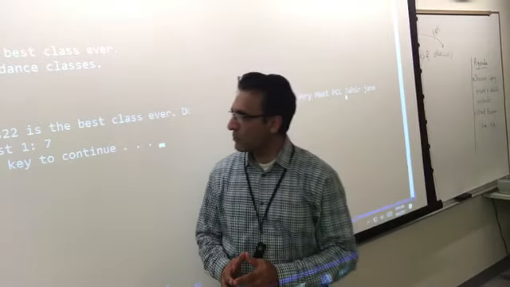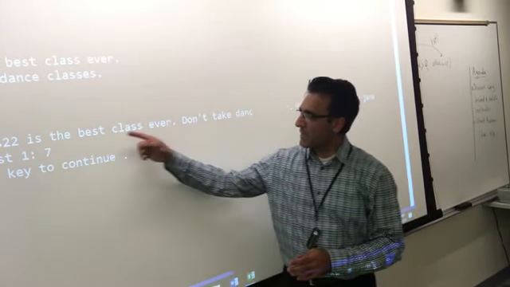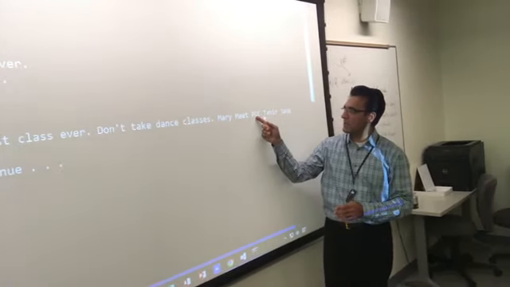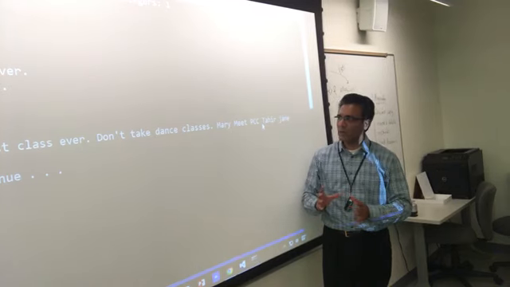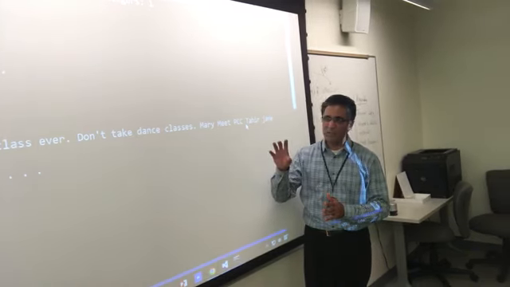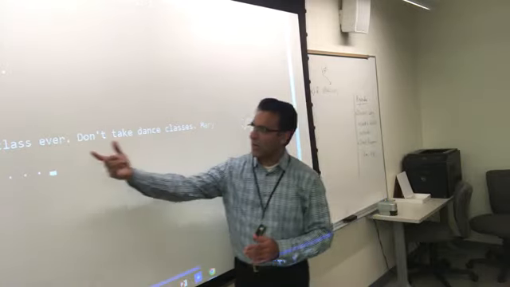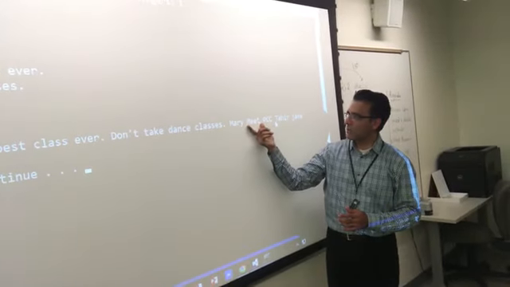So if my program is working fine, it should be able to pick up and figure out how to place each one of those strings. So it says CS22 is the best class ever. Don't take dance classes. Mary, meet, PCC, Tahir, Jane. So based on its understanding, it placed all the data in the right place. So this is one string, this is another string, this is another string, this is another string.